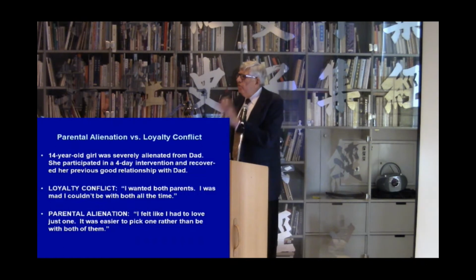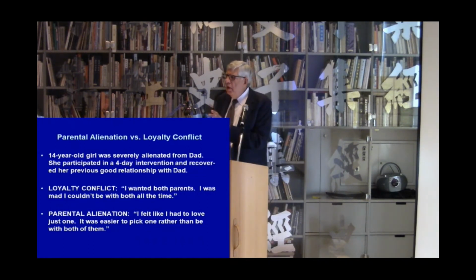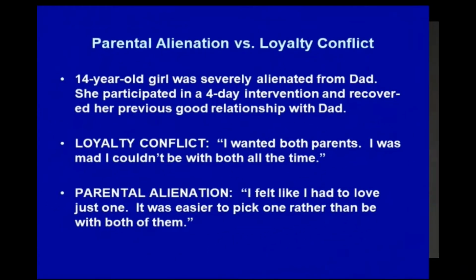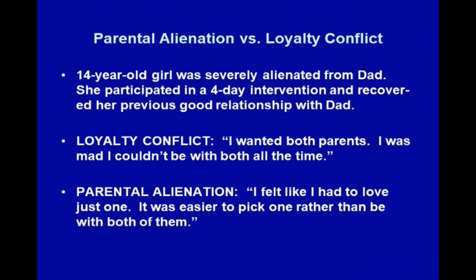This is an example of the same thing, transition from a loyalty to PA, described by a 14-year-old girl. She was severely alienated from her dad. She went to a treatment program, or an intervention program, one of these 4-day intervention programs. She came home, and she was reevaluated by the people who sent her. And she said something really interesting to her psychologist that she described back in the old days, in the beginning. I wanted both parents. I was mad I couldn't be with both of them all the time. She's describing how painful it is to be caught between two parents in a loyalty conflict. And then she said, I felt like I had to love just one. It was easier to pick one rather than be with both of them.